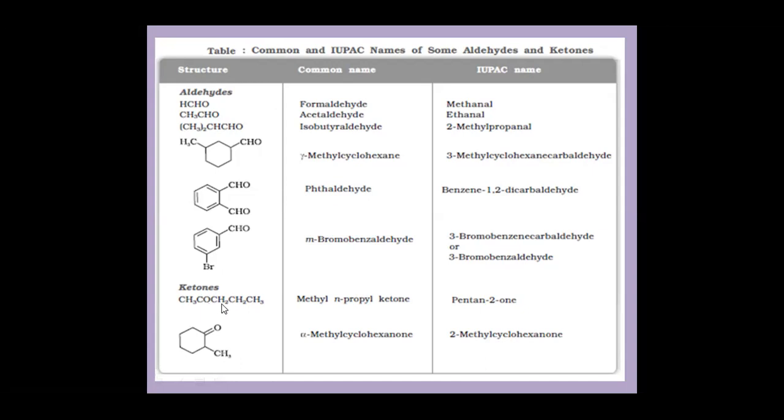Root word is pent. Single bond is ane, and the e is replaced by one. The position of the ketonic group is the second position. So 2-pentanone is the IUPAC name of this compound.